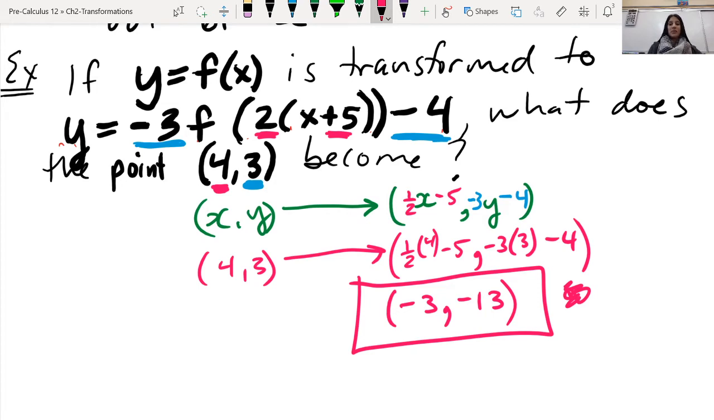I know it looks like a 2 there, but we're multiplying by a half, which means horizontal compression. This +5 means I'm translating it 5 to the left. Because of the +5, we'd go opposite. And then this -4 means it'd be a vertical translation 4 units down. So I hope that that is clear based on the last few videos and just putting it all together now. Those are the transformations that took place to get us to this new point of -3, -13. So this is one of many strategies or methods to apply your transformations to a point.